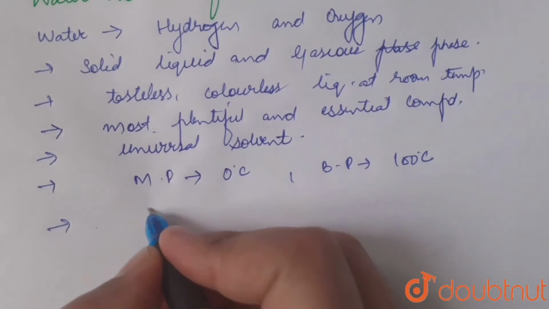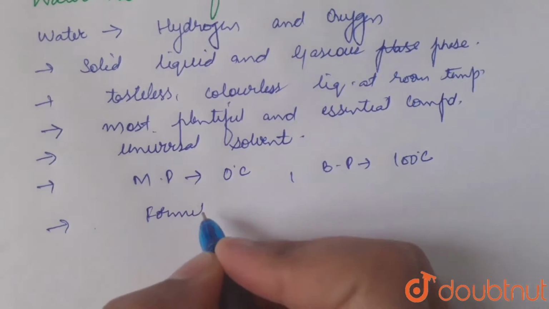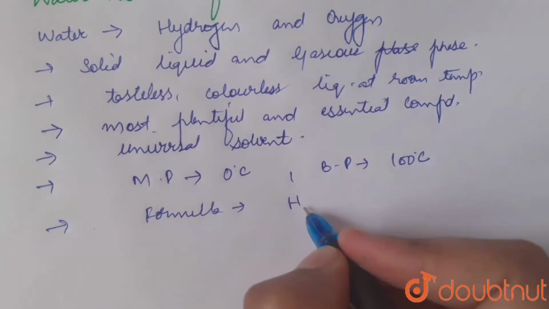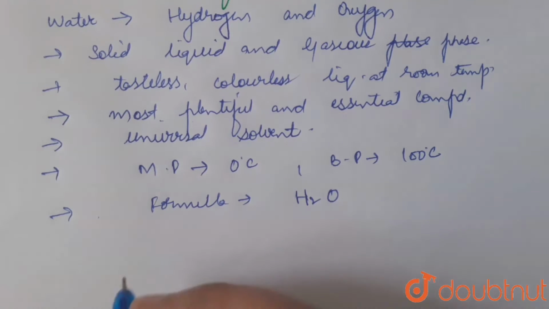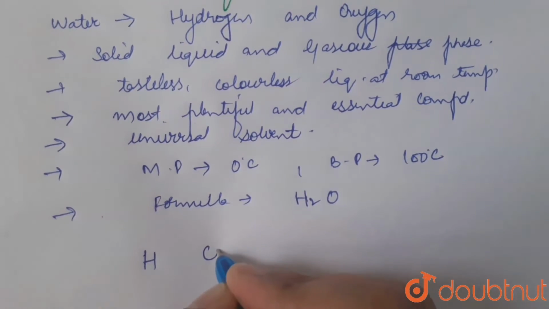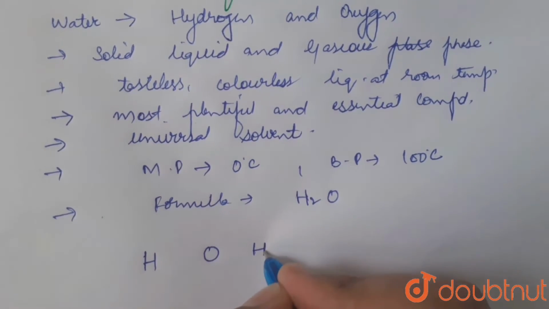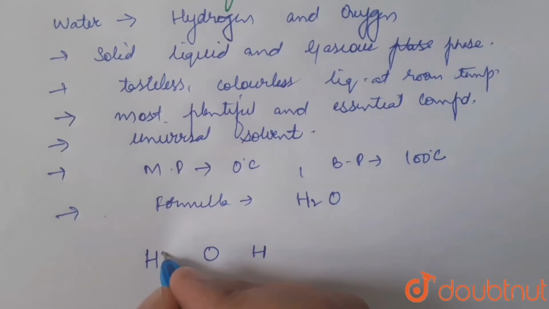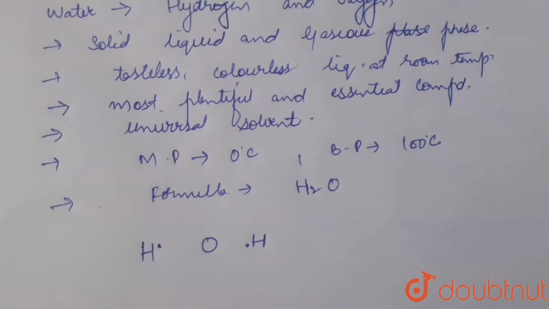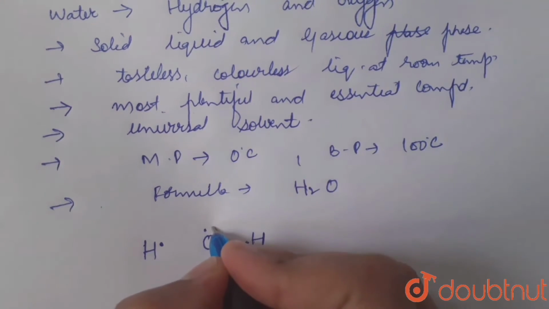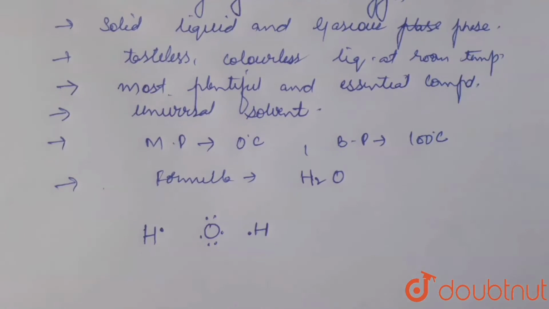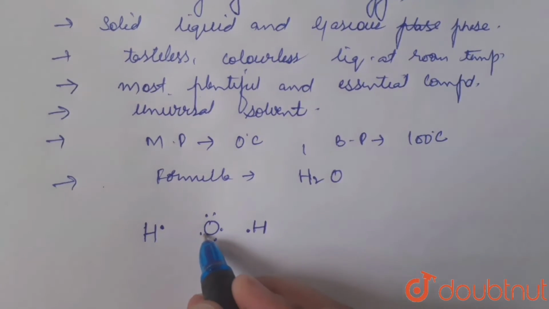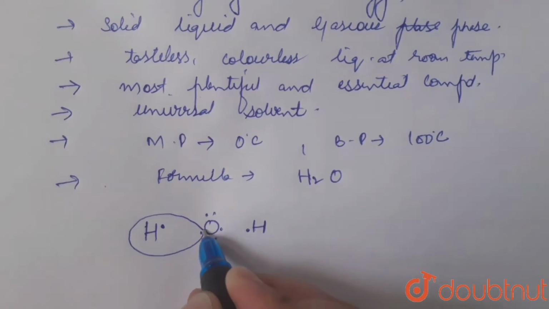The formula of water is H2O. That means it contains two atoms of hydrogen and one atom of oxygen. During the formation of a water molecule, hydrogen has one electron in its outermost shell. Oxygen has six electrons in its outermost shell: 1, 2, 3, 4, 5, 6. Now, to complete the octet, oxygen shares one electron with one hydrogen atom and another with the other hydrogen atom.